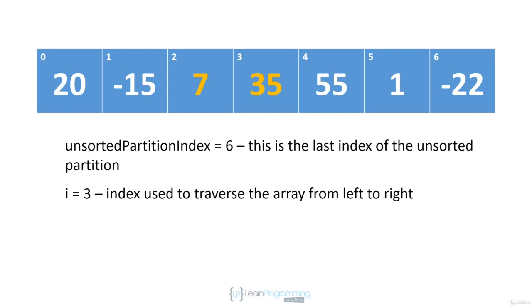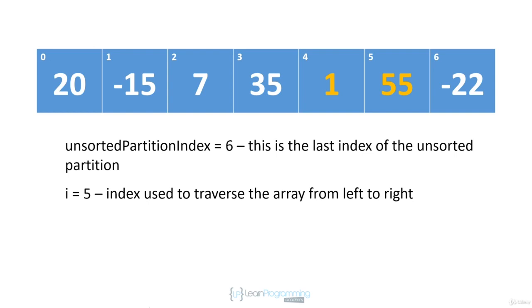So now we're going to compare the element at index 3 with the element at index 4. 35 is less than 55, so we don't do anything. We just increment i to 4. And then we compare 55 to 1. That's the element at position 4 with the element at position 5. 55 is greater than 1, so we swap them. And we increment i to 5.